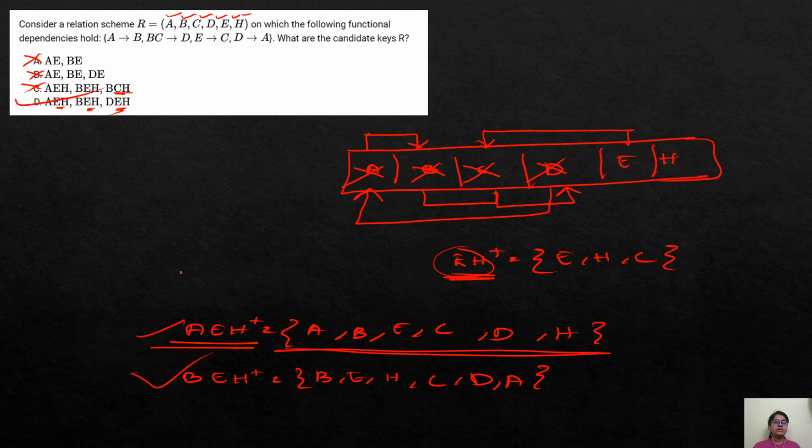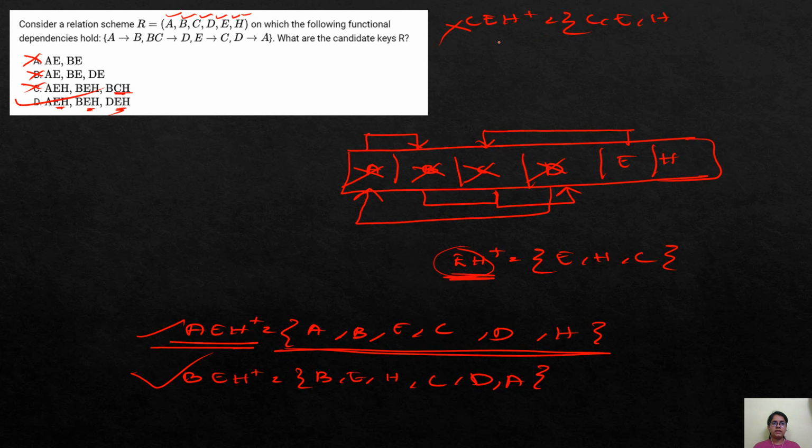After that, EH we can make combination with C. Let's check CEH. So can we derive anything here? From C can we derive anything? No. From E we already derived C which is present, and from H we can't derive anything. So that's why this combination fails.